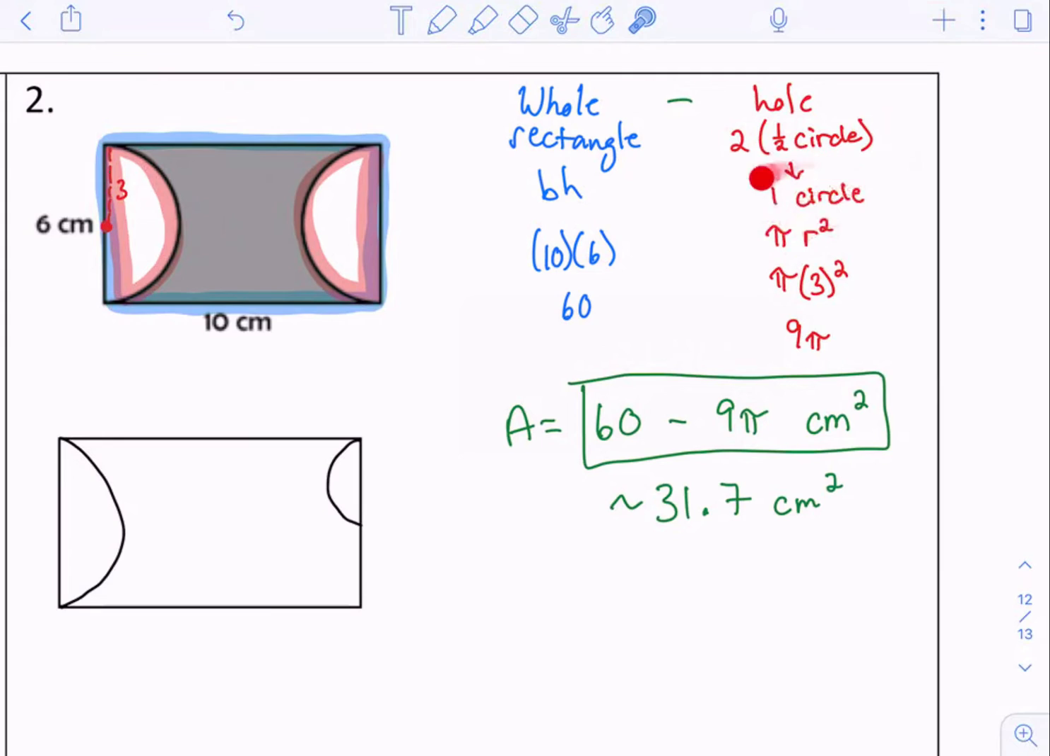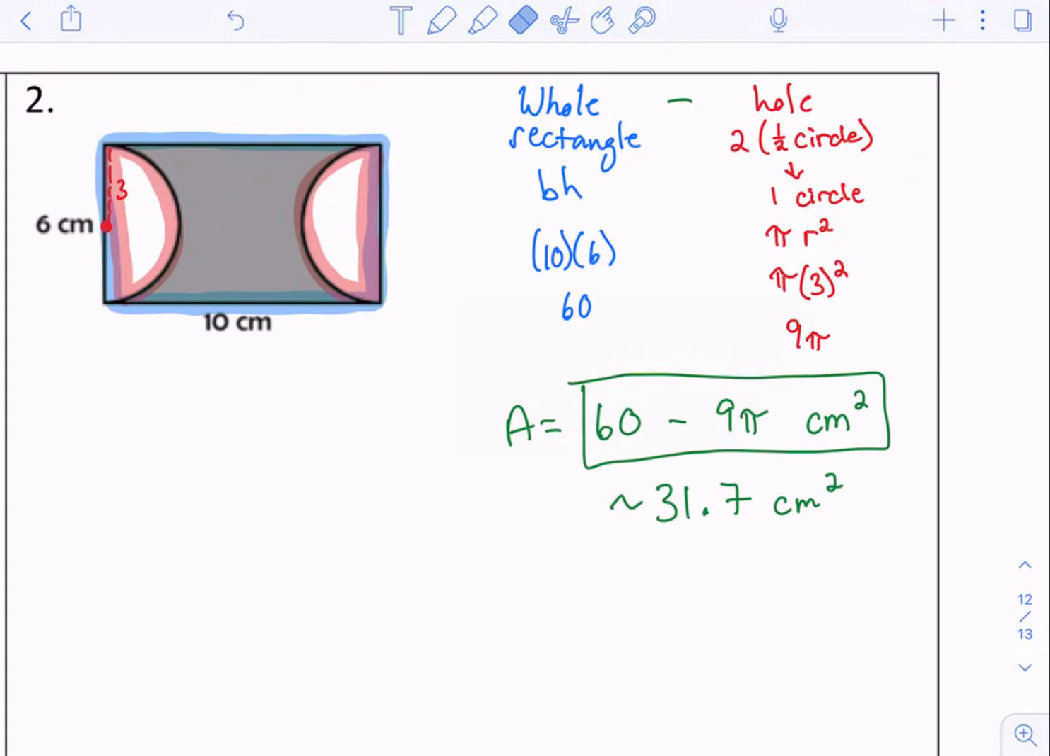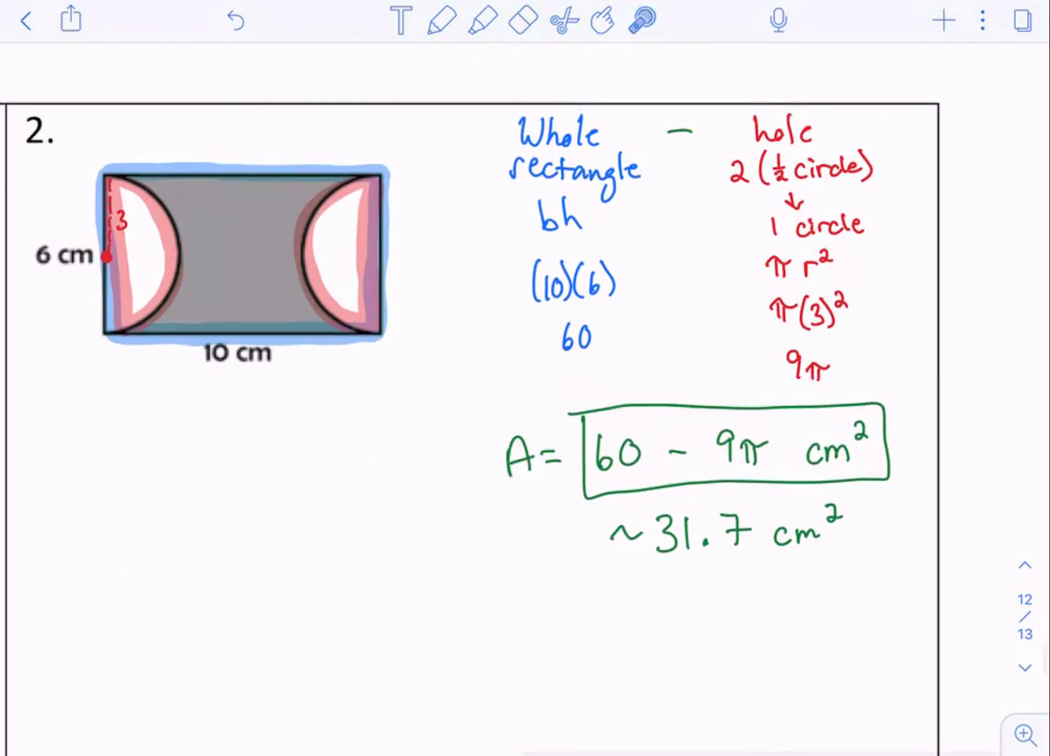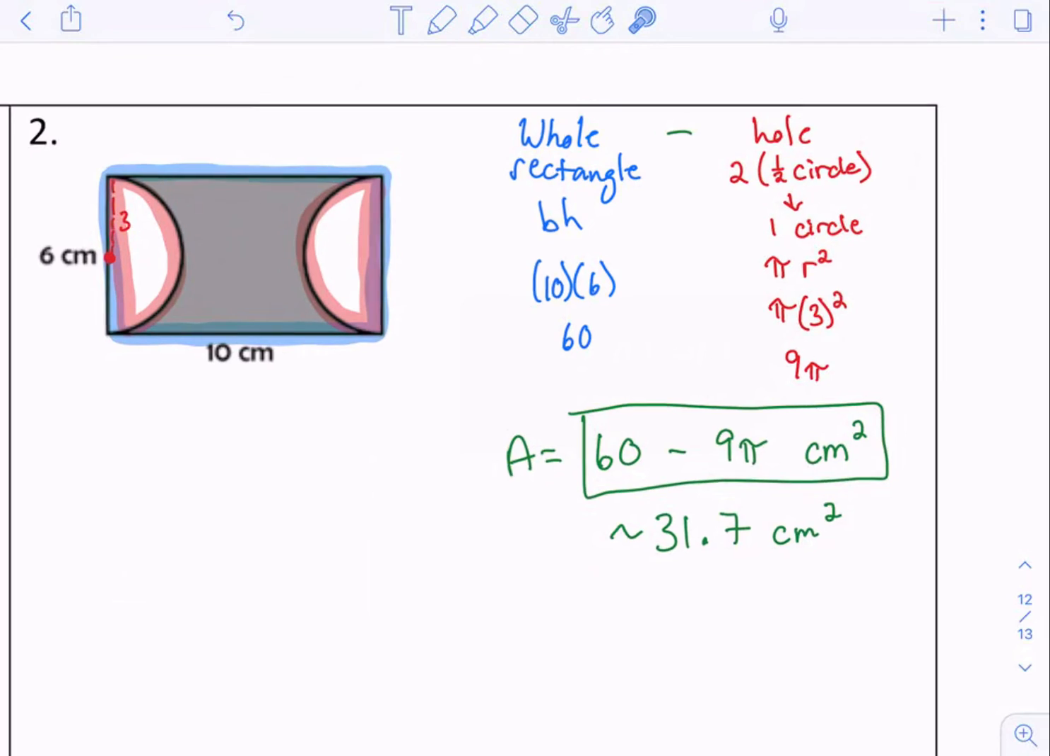It only works here in this problem. A half circle plus another half circle will make 1 full circle, but only if they're the same. In this side example that I just drew, here's a half circle and here's a half circle, but I would have to find them separately because they're not the same half of a circle. Okay, so your exact answer in terms of pi is 60 minus 9 pi centimeters squared, or to the nearest tenth, 31.7 centimeters squared.